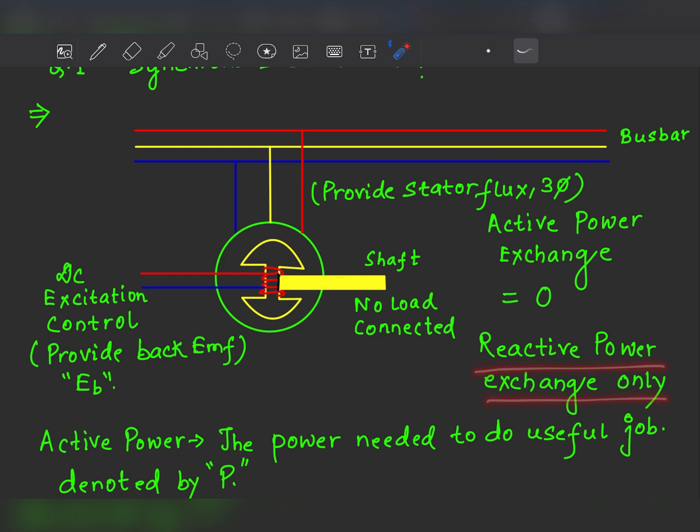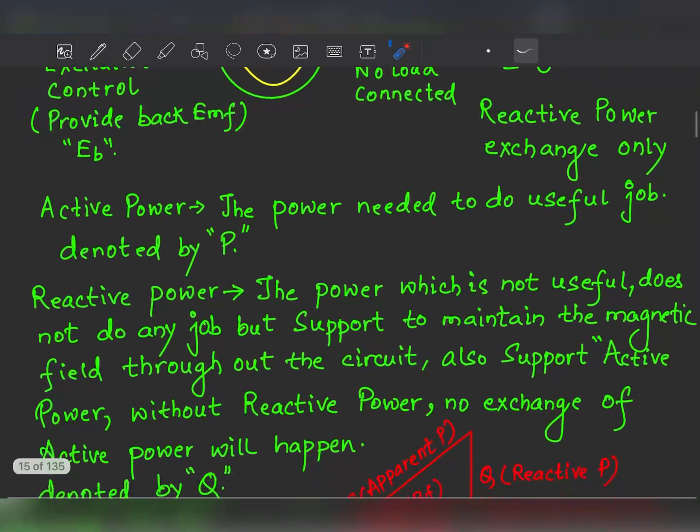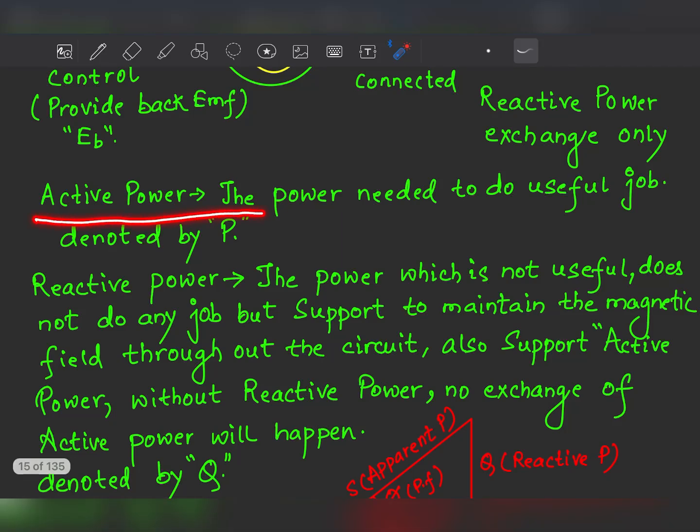First of all I will explain a little bit what is active power, reactive power, and apparent power. Active power is the power needed to do the useful job. It means the power generated by the motor in mechanical form, which we consume in another way, like running a pump. We directly connect the pump with a coupling, and we take this power to run the pump. So we take this power as active power, the power needed to do the useful job, generally denoted by P.